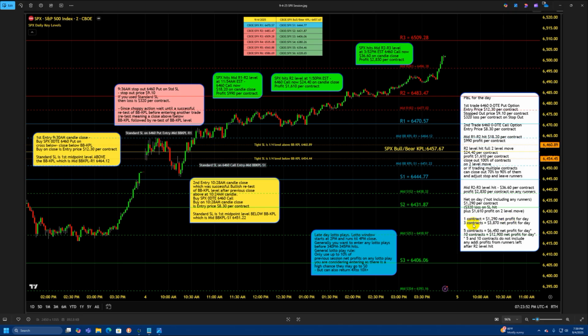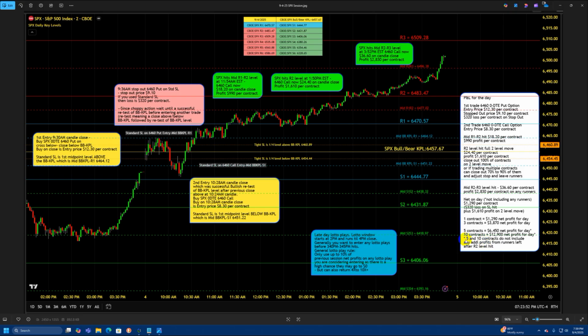Alright, so on 3 contracts, that would be $3,870 net profit for the day. Here, instead of doing 4 through 10, we're doing 5 and 10. So on 5 contracts, that would be $6,450 net profit for the day, and on 10 contracts, $12,900 net profit for the day.